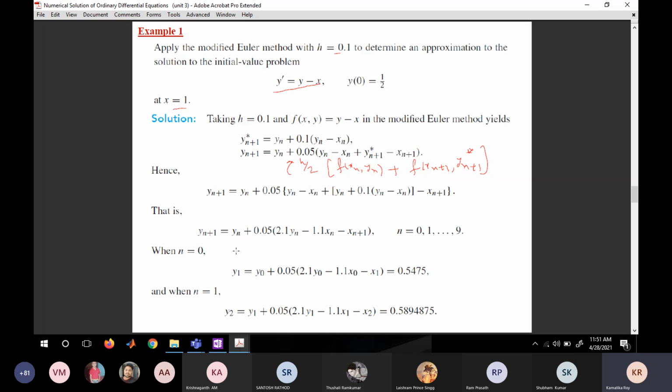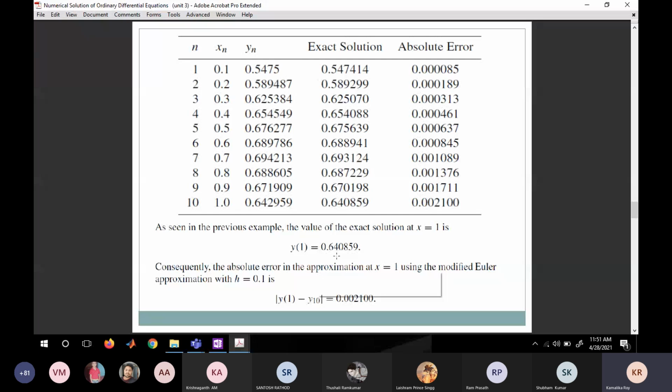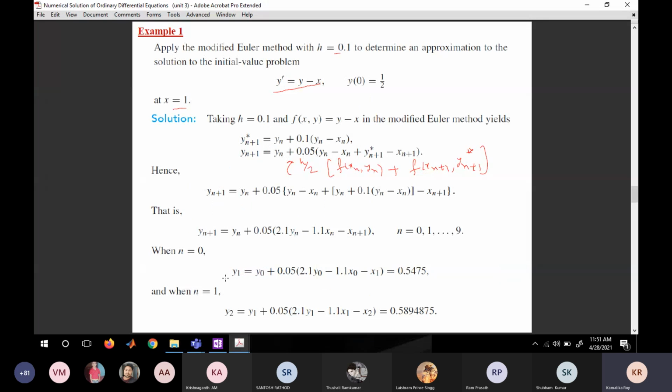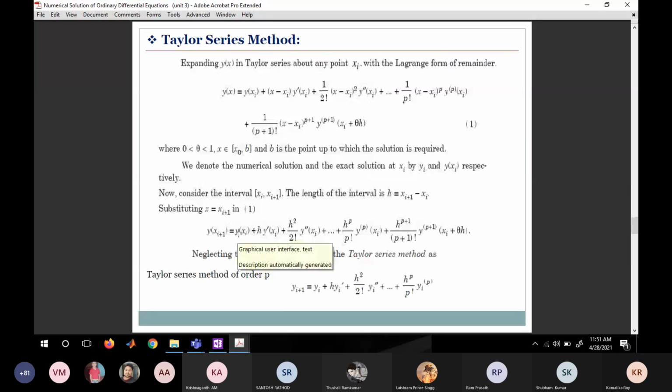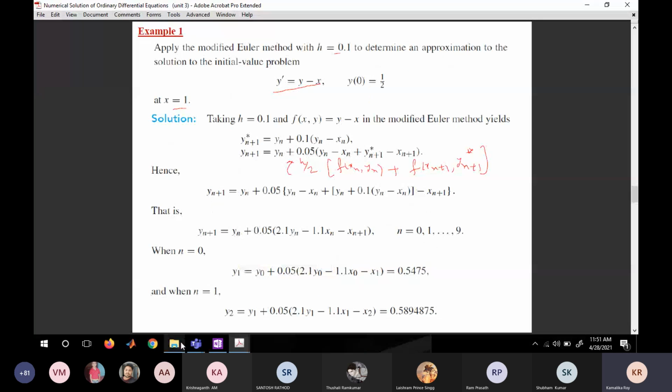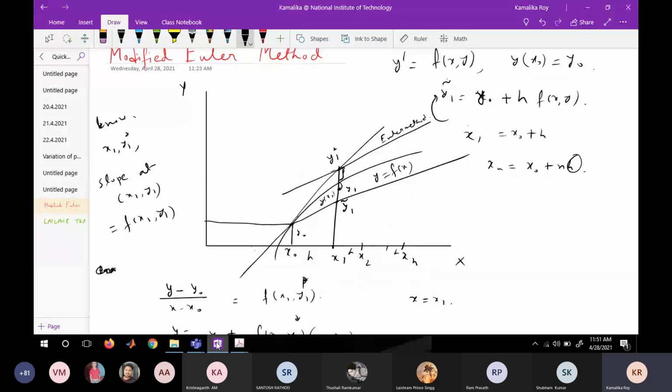Now you just put it here and calculate for n equals 0 to 9, that is, you will need 10 steps. If you calculate, you will get this solution. I am not doing this, you will finish the problem. Then your third method, do you have any doubt here? Firstly we are finding two approximations to y1, one is y1 tilde, one is y1 star, and then we take the average value to get a better approximation.